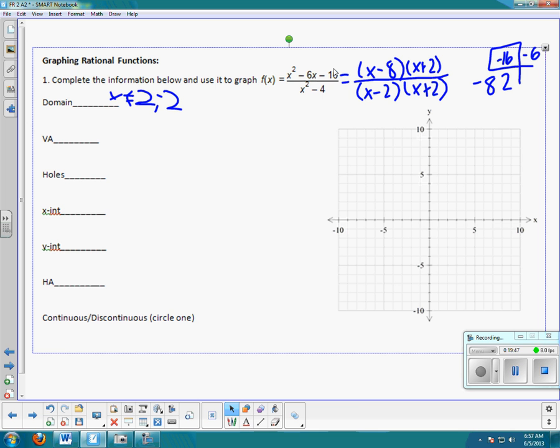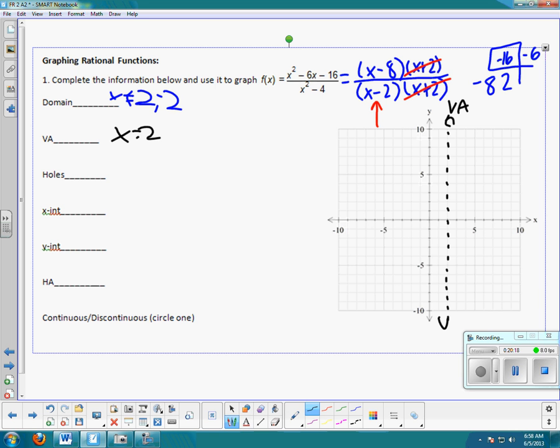Okay, now to find our vertical asymptotes, we go ahead and cancel. So we're going to cancel out those. Vertical asymptotes come from whatever is left in the bottom. So this is left in the bottom. And what number would make that 0? 2 would make that 0. So our vertical asymptote is x equals 2 because that is the number that's left in the bottom. So that's the line I'm going to go ahead and add to my graph. That's my vertical asymptote.